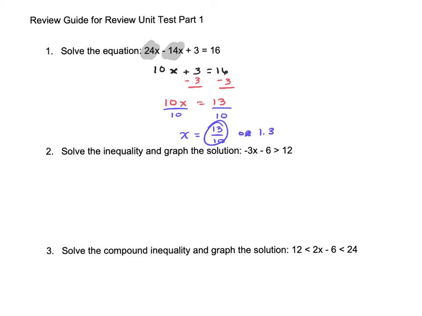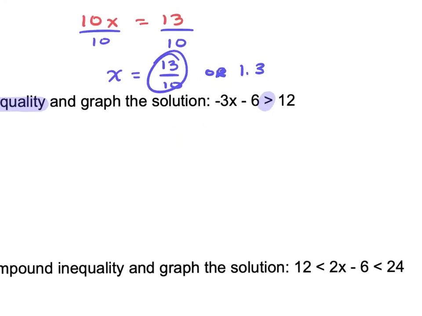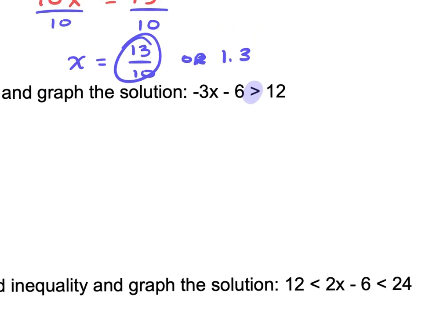Number 2, always identify what type of problem you're trying to solve. Inequality, okay? And you can see that right there. We solve inequalities just like equations, with only a couple of exceptions. So I'm going to rewrite it so I got some room here. So again, just like equations, we undo any additions or subtractions first. In this case, we add 6 to zero it out on the left-hand side, and 12 plus 6 is 18.